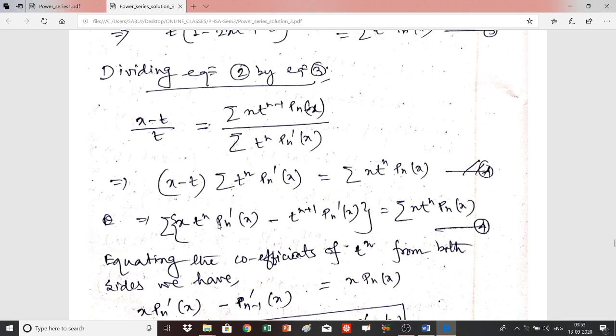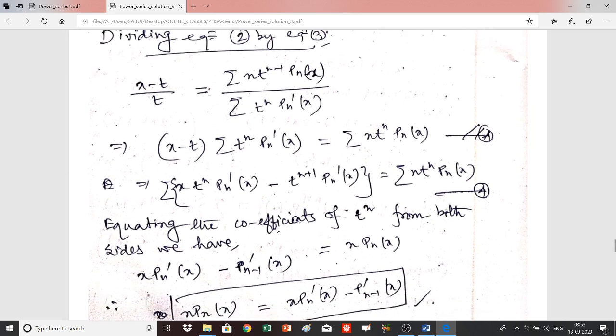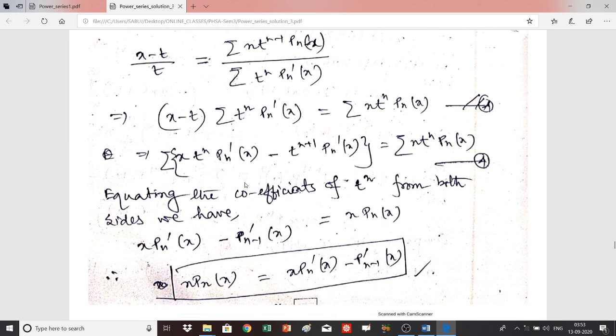So x t to the power n Pn prime x minus t^(n+1) Pn prime x, that is equal to the sum over n of t to the power n Pn x. Now equating the coefficients of t to the power n from both sides, what we have from the first term will be x into Pn prime x minus, from here n should be replaced by n minus 1.